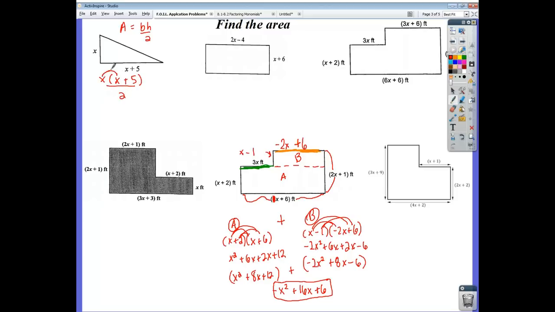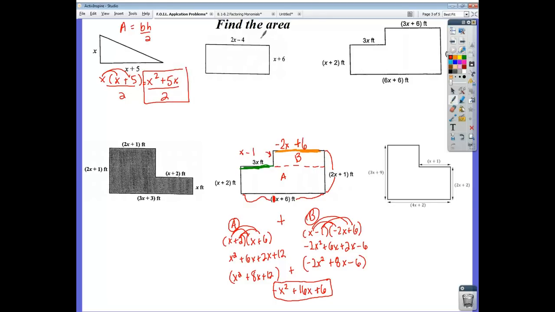So distribute this. Again, it's base times height, same thing as the height times the base. Okay, and divide by 2. So x squared plus 5x divided by 2. Can we simplify this anymore? No, we cannot. So that's my answer.